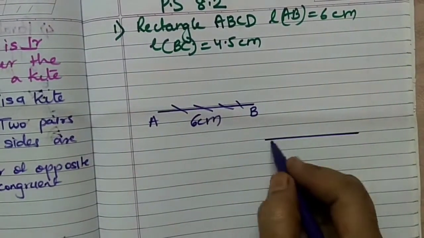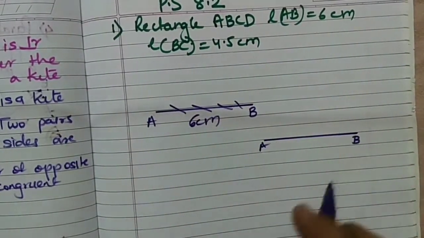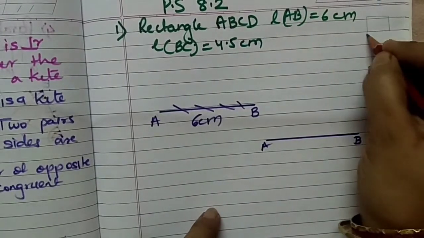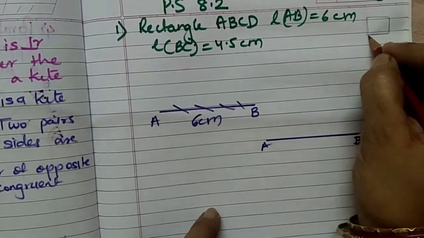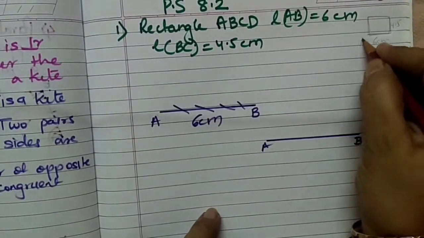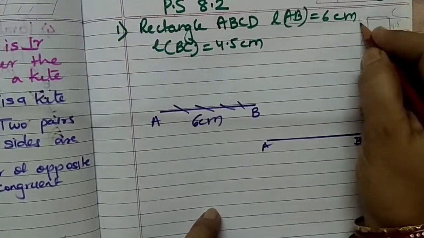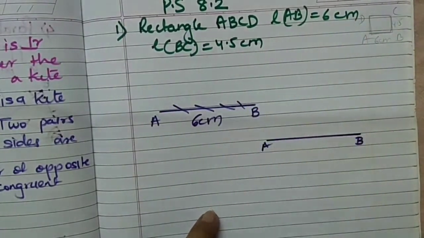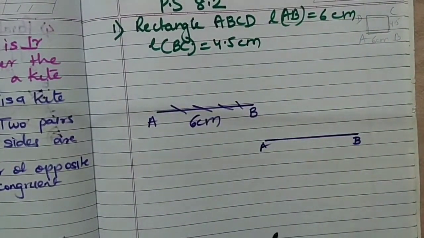Okay, A, B. Now for this also we need to draw a rough figure. So we'll first draw a rough figure like we did for the earlier constructions. This is 6 centimeter. This is 4.5. This is A, B, C and D, because BC is given to us as 4.5. Now we are going to take 4.5 over here.